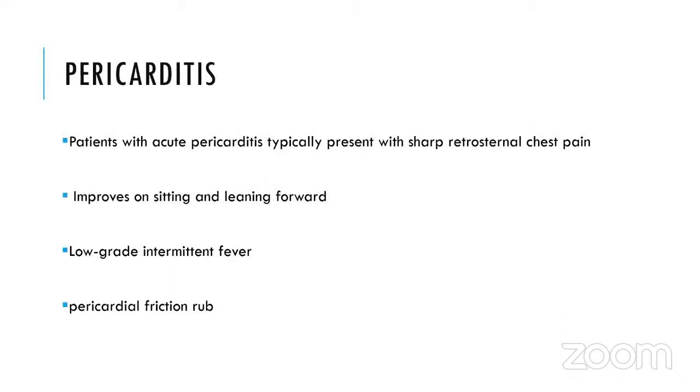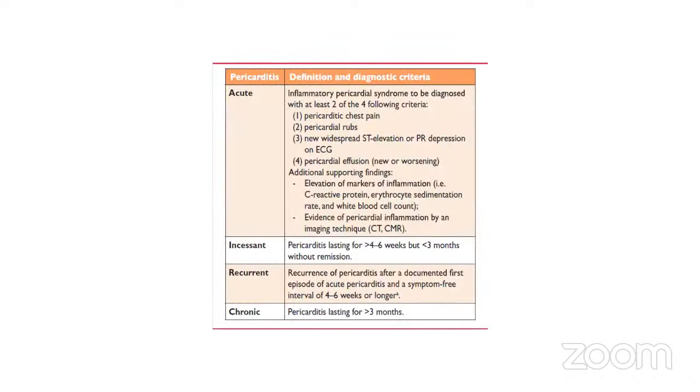Usually patients with acute pericarditis present with a sharp retrosternal chest pain. They may report that it improves on sitting or leaning forward. They may have a low grade intermittent fever, and there is usually a pericardial friction rub. This is from the European Society of Cardiology guidelines. In order to diagnose acute pericarditis, at least two of the following criteria have to be present: pericarditic chest pain, pericardial rub, a new widespread ST elevation or PR depression on ECG, or a pericardial effusion. Additional supporting findings include elevation of inflammatory markers such as CRP, ESR, and white blood cells.